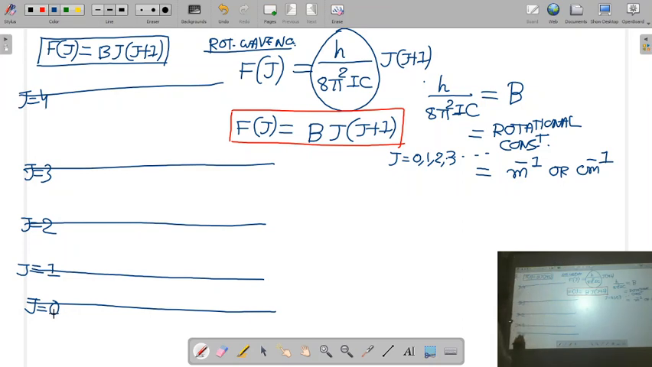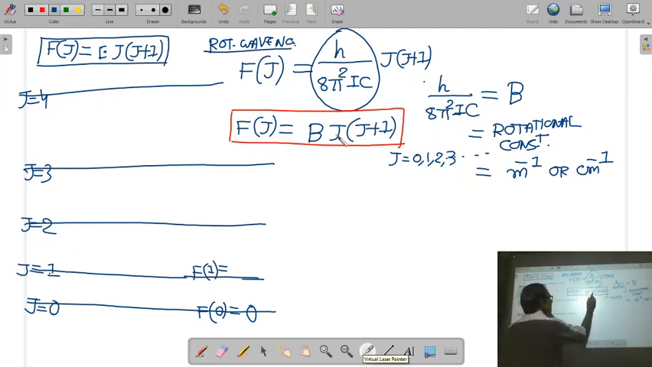Let us start with the lowest rotational energy level, in which J is equal to 0. In the lowest rotational energy level, J is equal to 0, the wave number F0 is, if you put J is equal to 0 here, the rotational wave number will be 0. In the level J is equal to 1, the rotational wave number F1 is, if you put J is equal to 1 here, 1 into 1 plus 1, that is 2B.